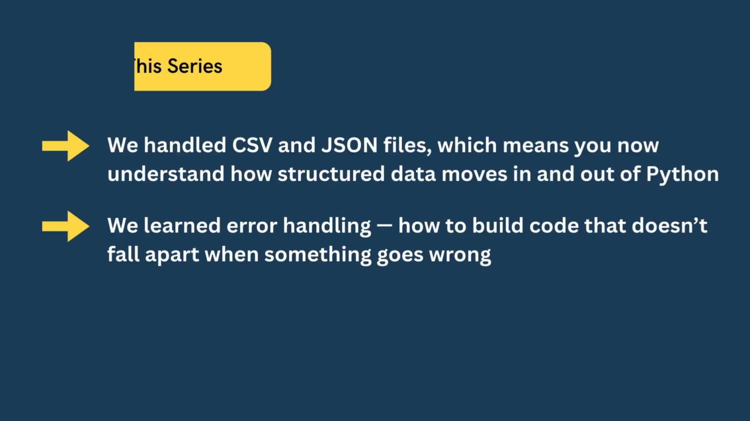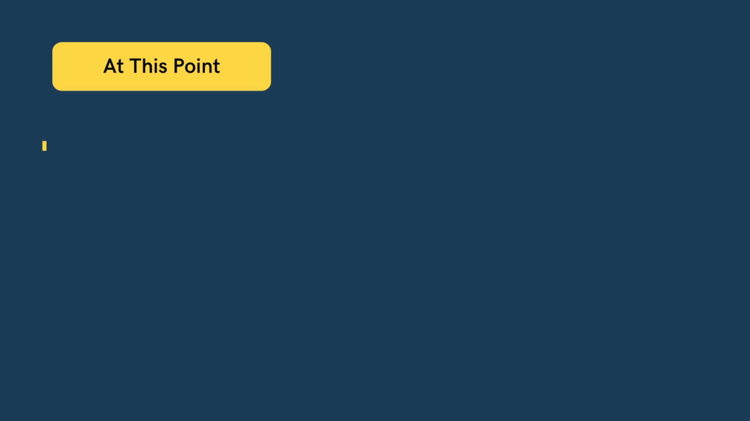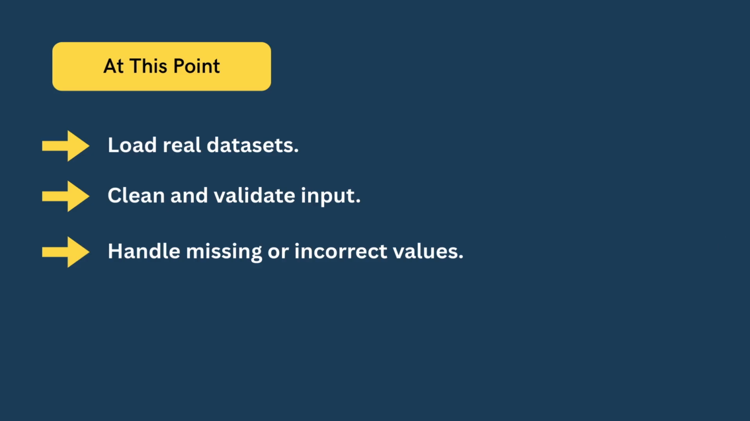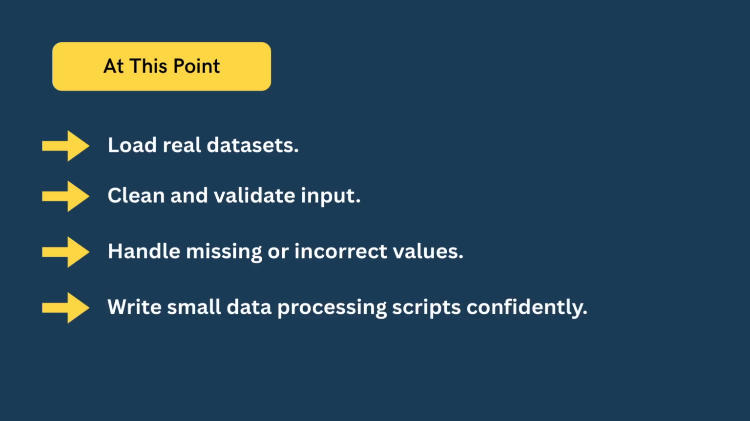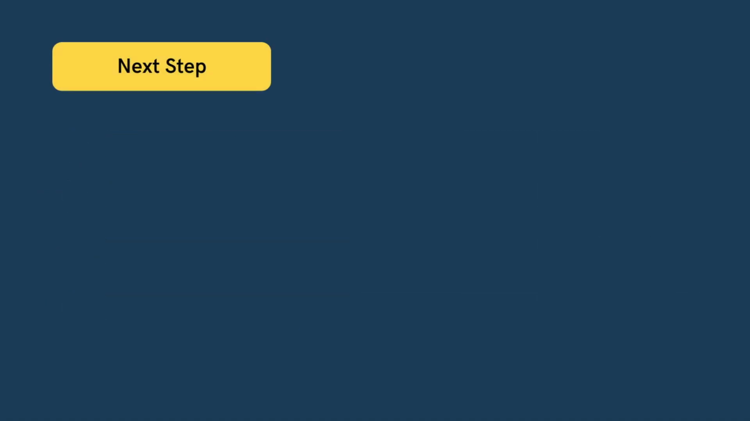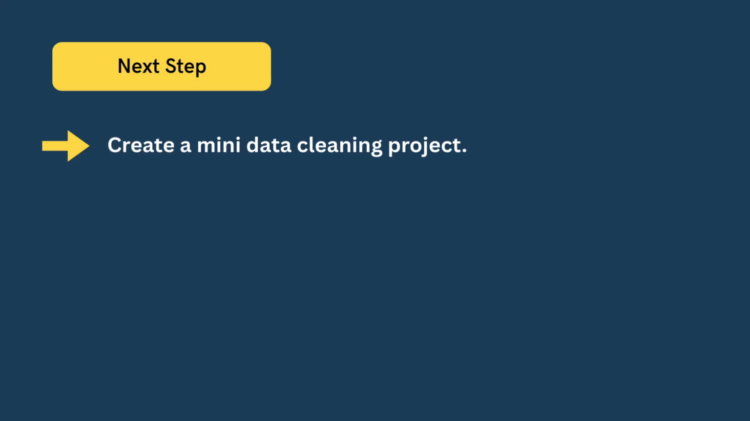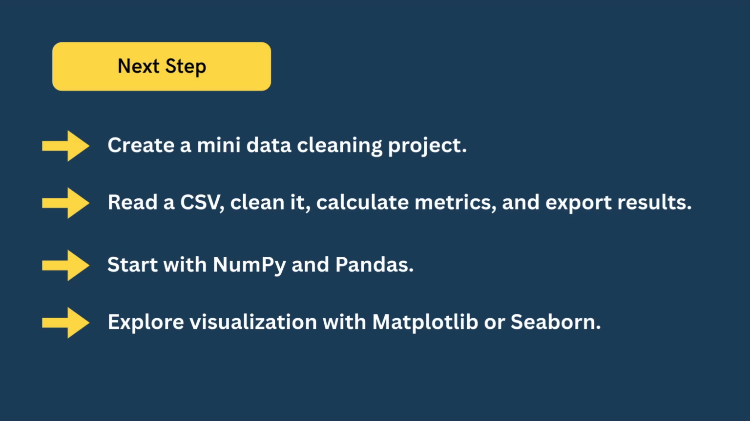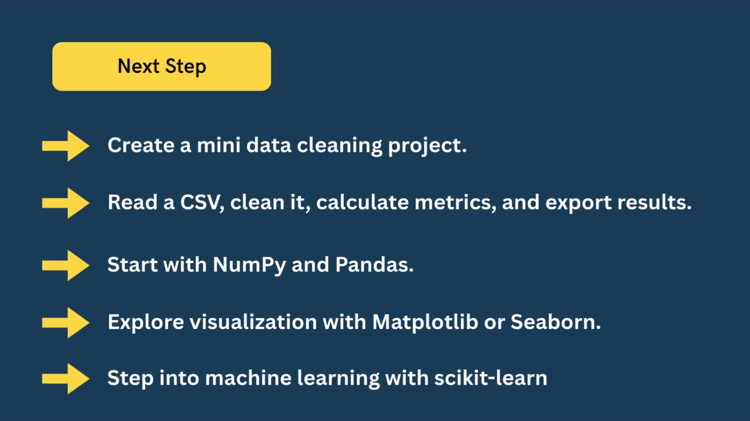That's a complete foundation. At this point, you can load real data sets, clean and validate input, handle missing or incorrect values, prevent crashes, and write small data processing scripts confidently. So, what's next? Now you build. Start small, create a mini data cleaning project, process a sales data set, read a CSV, clean it, calculate metrics, and export results. Then move toward libraries. Start with NumPy and Pandas. Learn how to manipulate data frames efficiently. Then explore visualization with Matplotlib or Seaborn. After that, step into machine learning with scikit-learn.